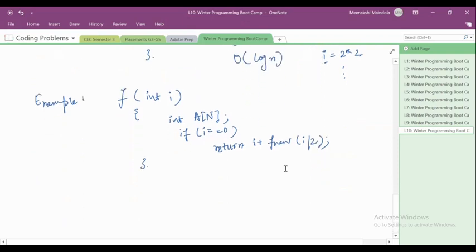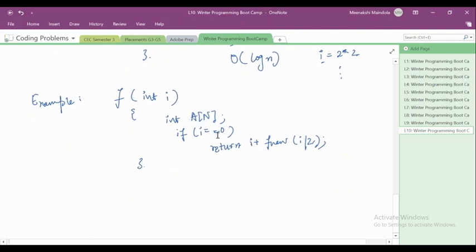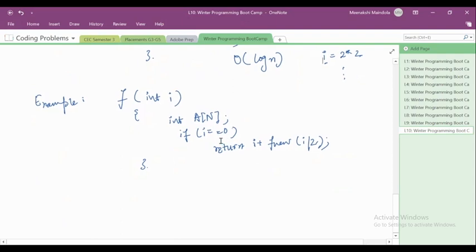And what can you say about the time complexity of this function here? We have this method which has an argument int I, and let us suppose we are passing a certain value here. Let us say the value of I that we pass to this function is also equal to n. Then what will be the time complexity of this?